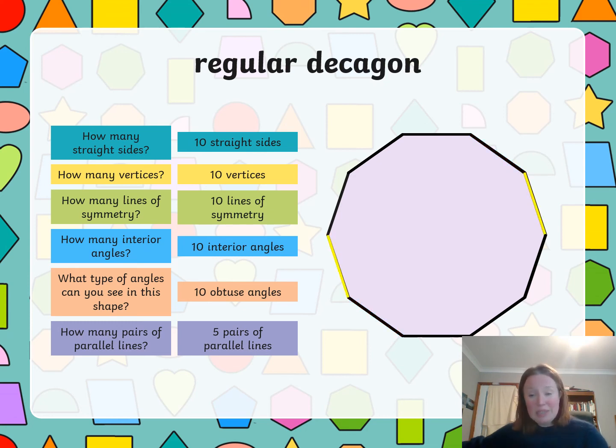Now, some of you might have noticed with all of those shapes that we've just looked at, when we have an even amount of sides, so we've got 10, 8, 6, that means we do have parallel lines. If we have an uneven set of sides and therefore vertices and therefore angles, so like 9, 7, and 5, then there aren't any parallel lines.